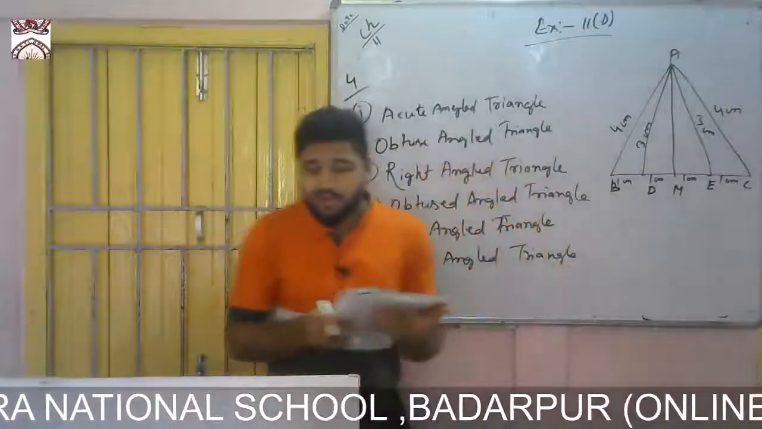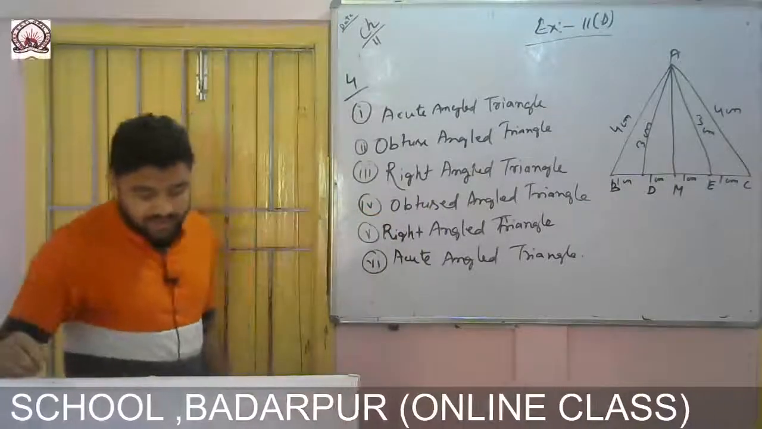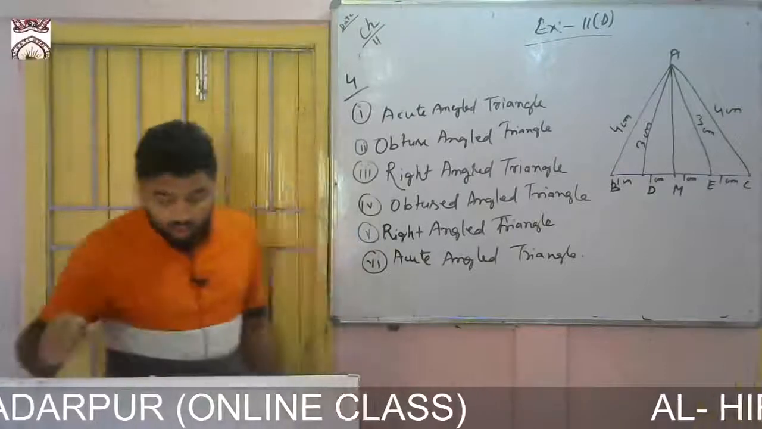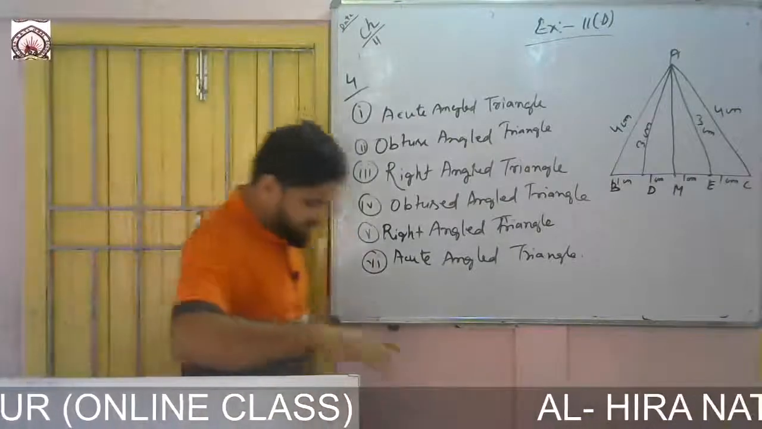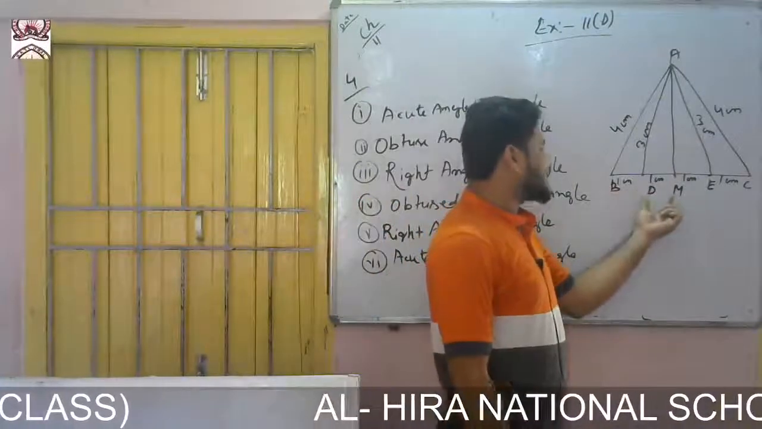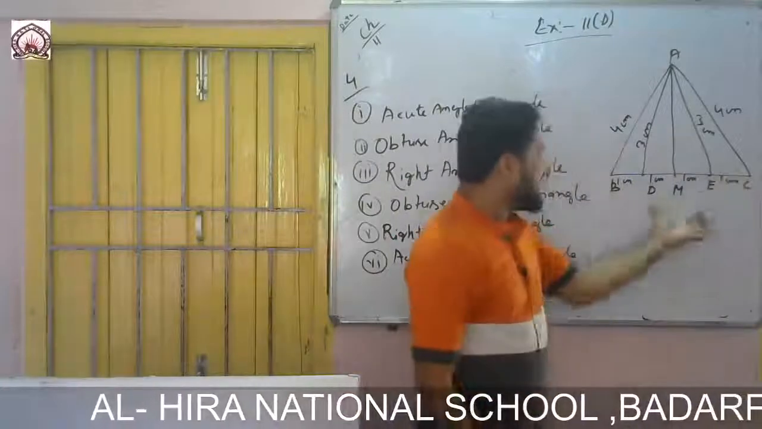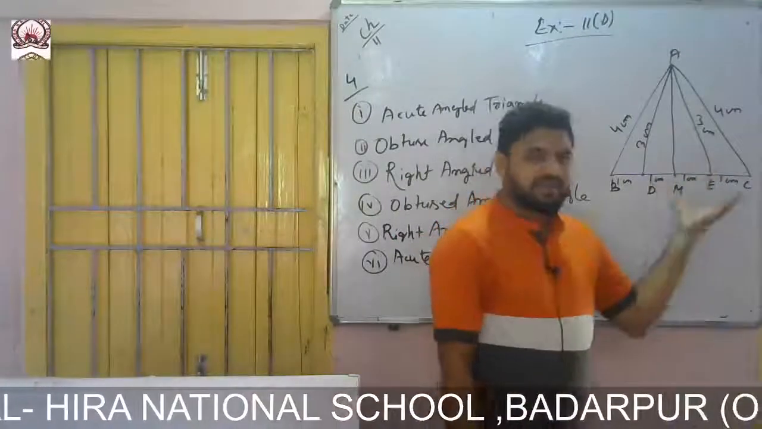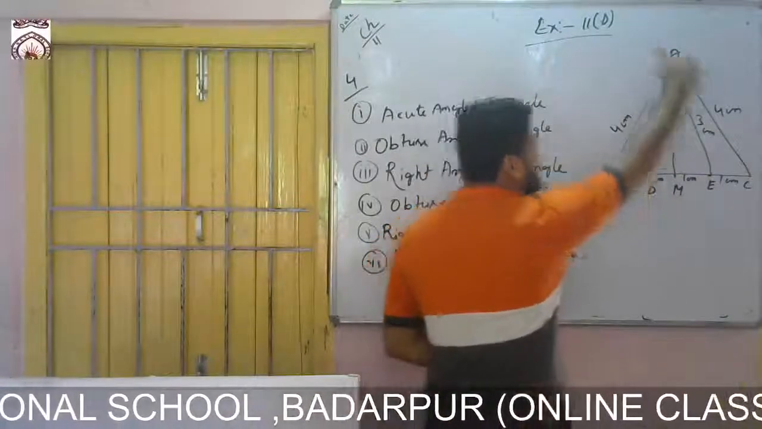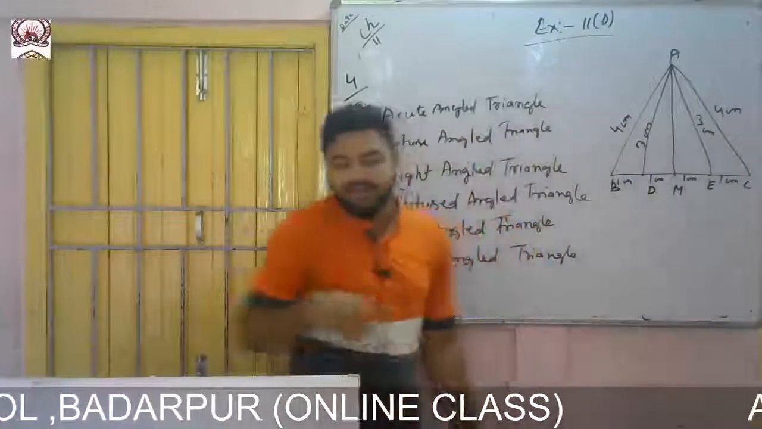So from these triangles, we need to name the equilateral triangle. That means a triangle in which all the sides are equal. First you see this one: 1 centimeter, 1 centimeter, 1 centimeter, 1 centimeter. If I add all, 1 plus 1 plus 1 plus 1, it is 4 centimeter. This side also 4 centimeter, this side also 4 centimeter. So ABC, I can say it is an equilateral triangle.